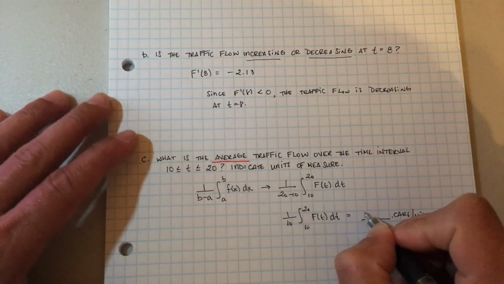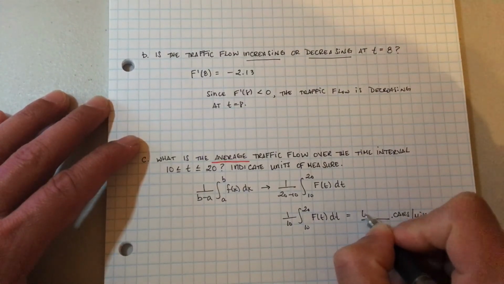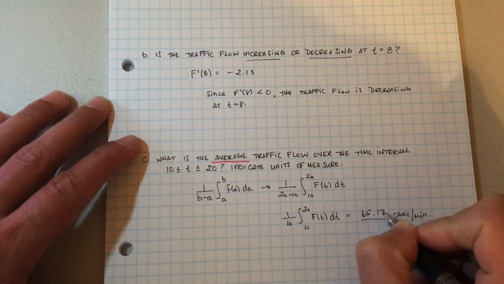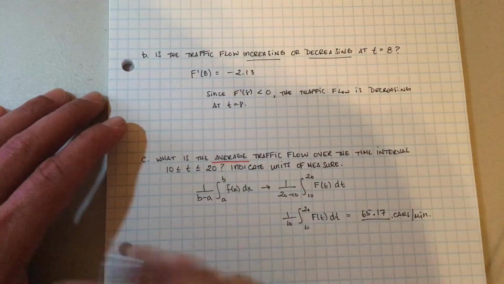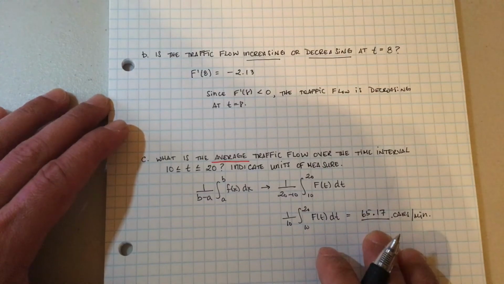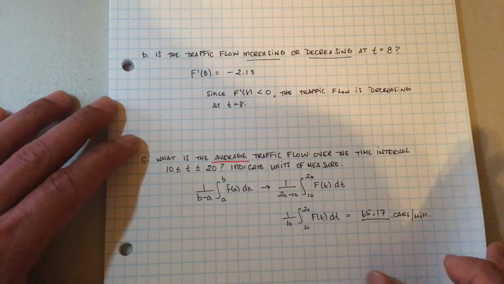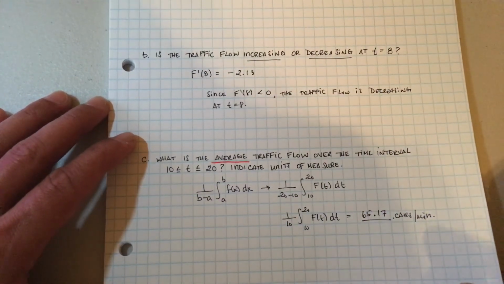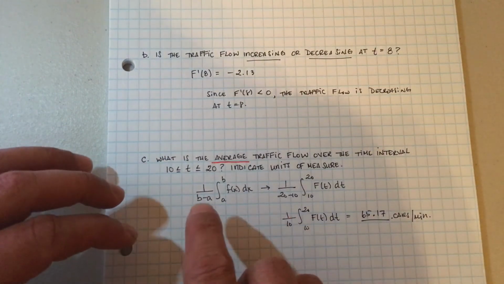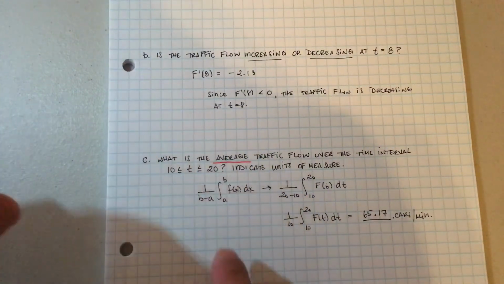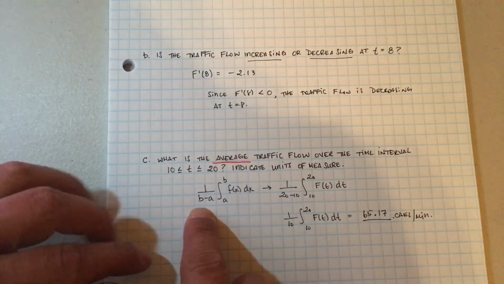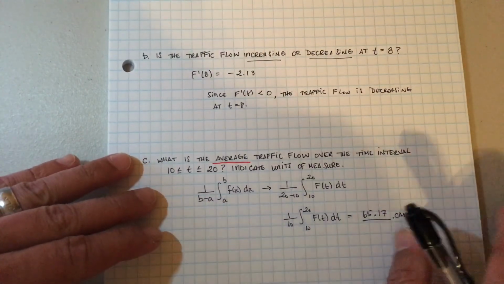And I have no clue. I think, let's say it's 65.17. So that's the average number of cars flowing through that intersection. But the important thing is understanding how to set it up, looking for those keywords. So when you see average, boom, average value, mean value theorem.